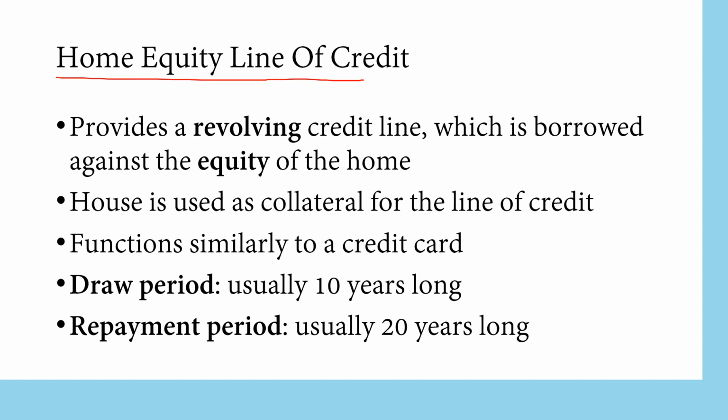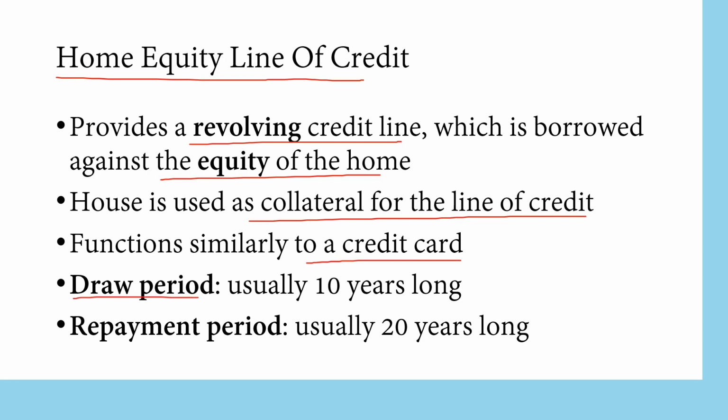A HELOC provides a revolving credit line, which is borrowed against the equity of the home. The house is used as collateral for the line of credit, and it functions similarly to a credit card. There are two types of periods in a HELOC. There's the draw period, which is the period in which the homeowner can draw money from the line of credit, and it usually lasts 10 years. And there is a repayment period when the debt must be repaid, which usually lasts 20 years.